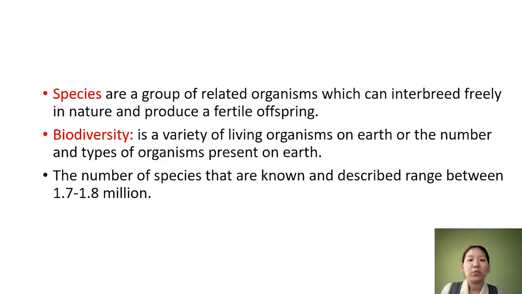Like species, we know the human being as a species, Homo sapiens, and dogs, cows, wolves, yak. All the organisms which I have listed are different species. And in a species, you have a number of individuals. So species are a group of related organisms, and when they interbreed, they produce a fertile offspring.